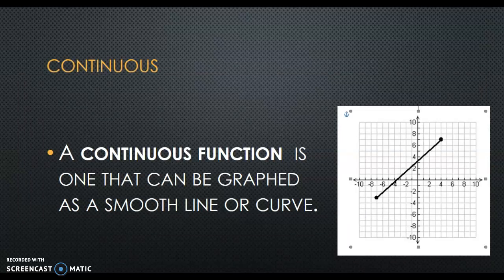Continuous. Now, if discrete was where it's just the points, continuous is where, you guessed it, there is a line that continues from point to point to point to point. So it goes all the way through. Okay? It could be a smooth line or a curve. So it continues all the way through from beginning to end. Okay?